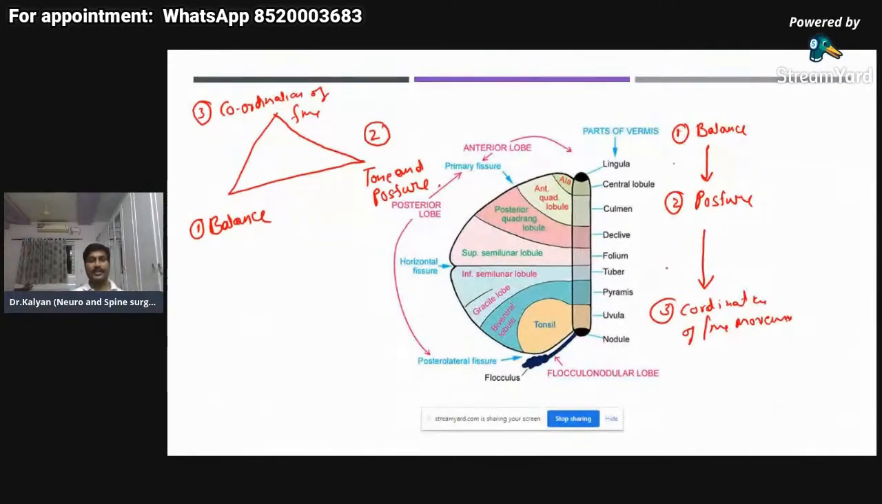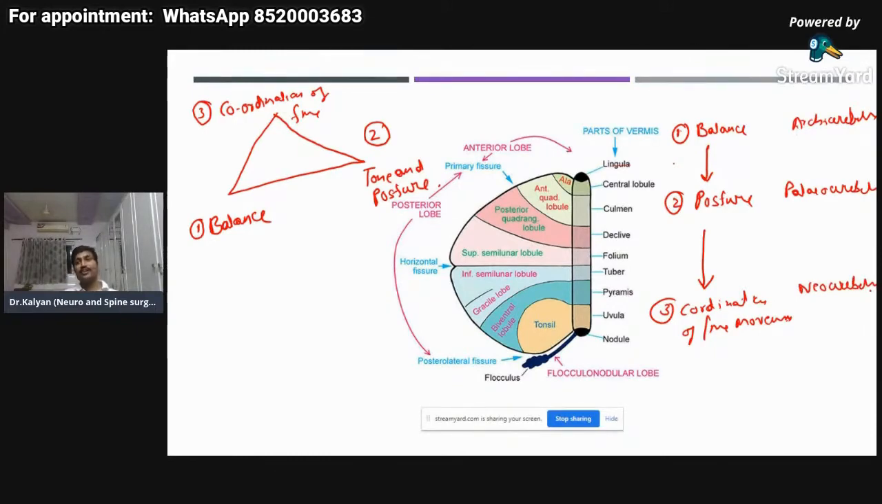Human beings are highly evolved individuals, so human beings have coordination of fine movements, which is not seen in other organisms. If you see a chimpanzee or a monkey or any other lower animal, they don't have fine motor coordination like we have. This is because we have a highly developed cerebellum. From an evolutionary point of view, the cerebellum is divided into three portions, called the archicerebellum, paleocerebellum, and neocerebellum.